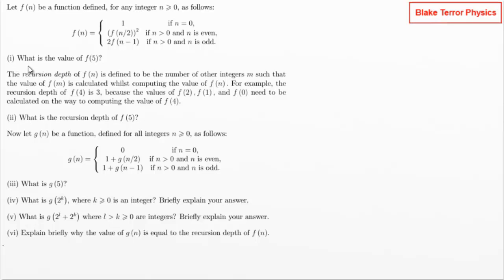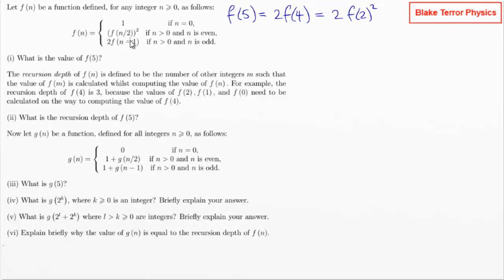So what do they want us to do? They want us to, first of all, work out the value of f5. So f5, that's going to be the bottom branch then. So greater than 0 and odd means we've got 2 lots of f4. So far, so good. That's going to go into the middle branch. And we will then have f4 is f2 squared. So that is going to be equal to 2 lots of f2 squared.